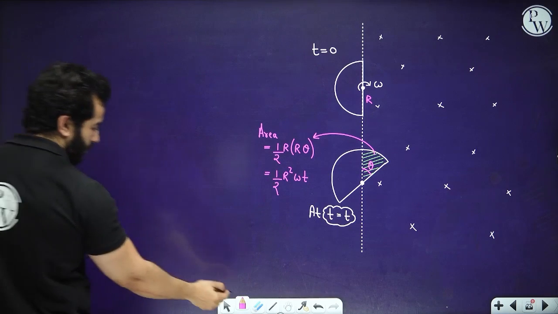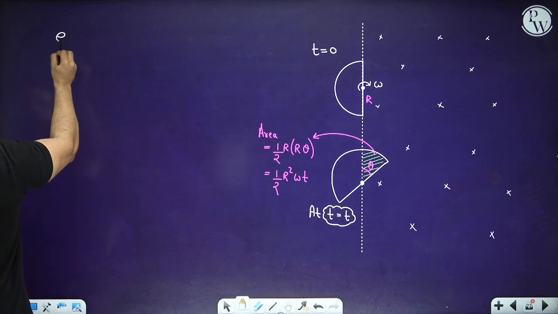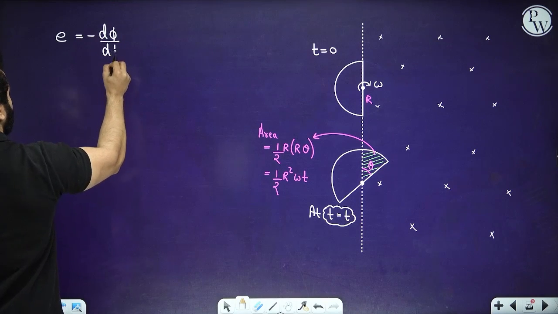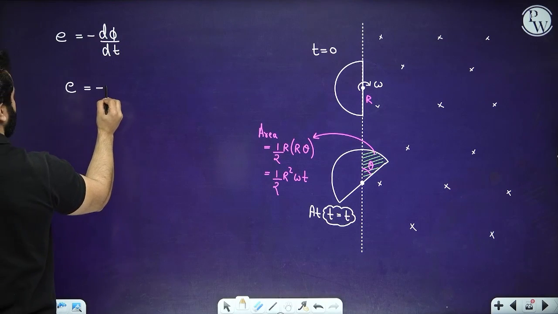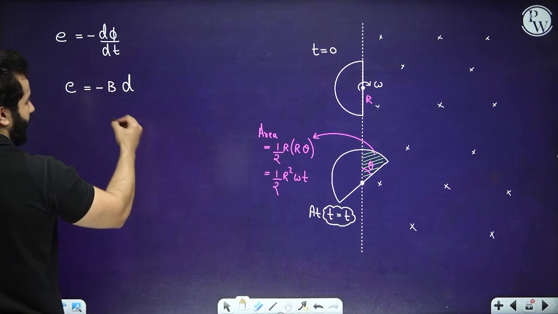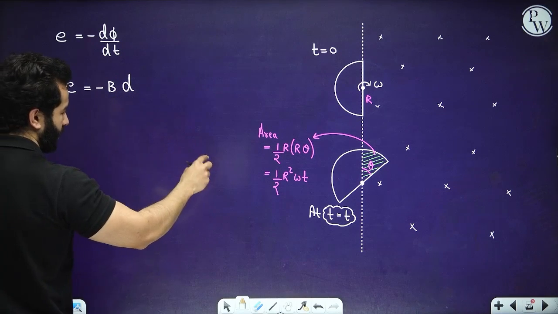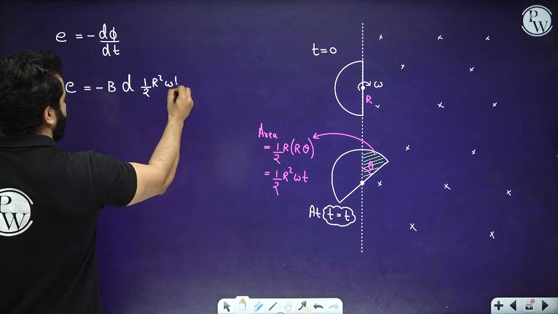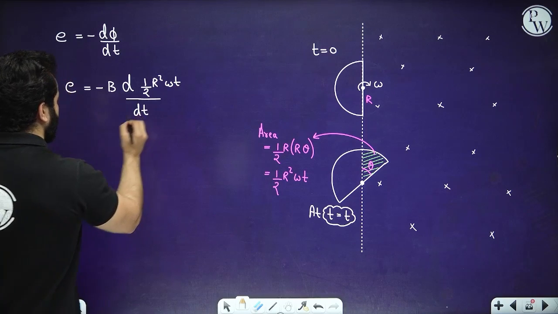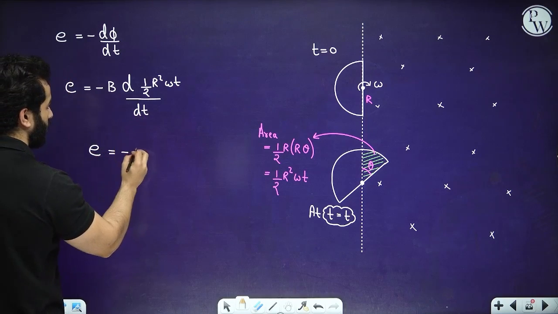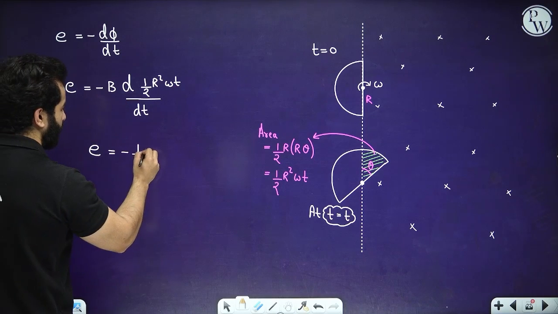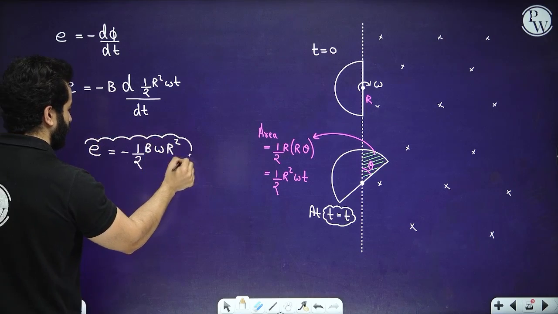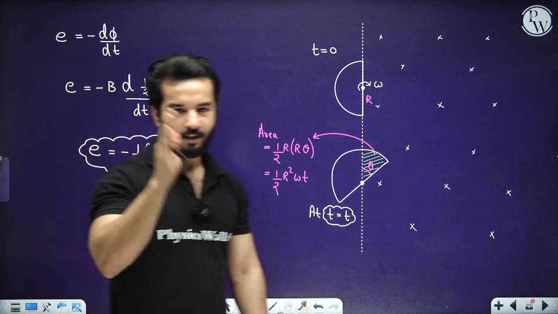So induced EMF will be minus d phi by dt, and instead of phi we are going to write minus B dA. Whatever thing is constant, first of all let me write everything over here. So this will be 1 upon 2 r square d(omega t) by dt. So induced EMF will finally come out to be minus 1 upon 2 B omega r square. So this is the final answer. So this is your another case also completed, right?